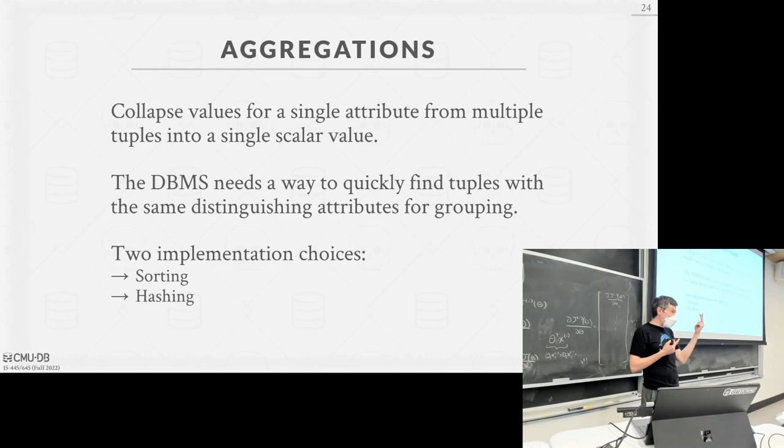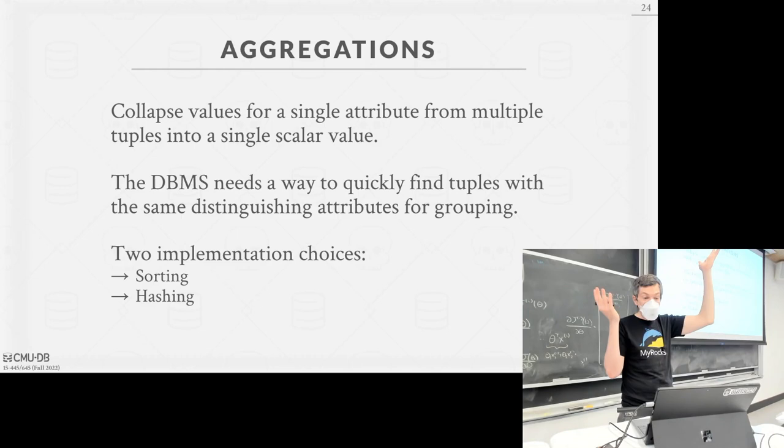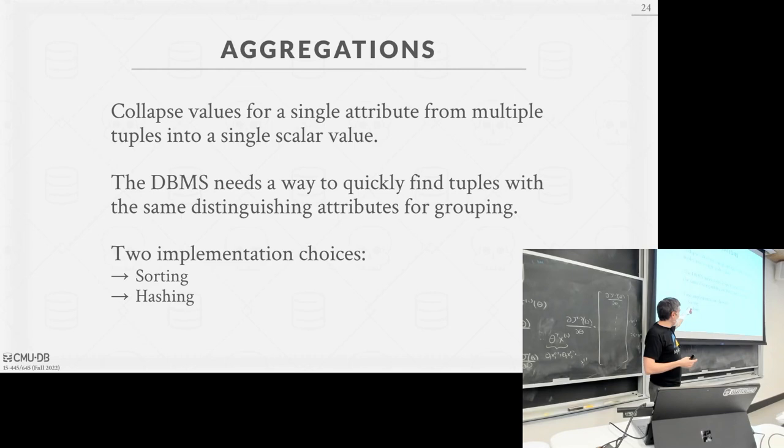So there are two ways you can implement aggregations. It's either going to be through sorting or hashing, because the dumbest thing you could do is just scan through the table over and over and over again. You could compute your aggregation that way, but that would be dumb. You don't want to do that. So we're basically going to rely on the sorting stuff we talked about before, and then we'll see how we can use some elements of the hash table stuff we talked about to do aggregations with hash tables.